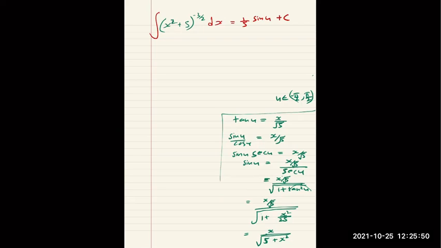This is my sin u. I can go back and plug that in here. So that's what I'm going to do now. If I plug that in there, you get 1 over 5 times x over square root of x squared plus 5 plus a constant. That completes that example. All right, let's move on.